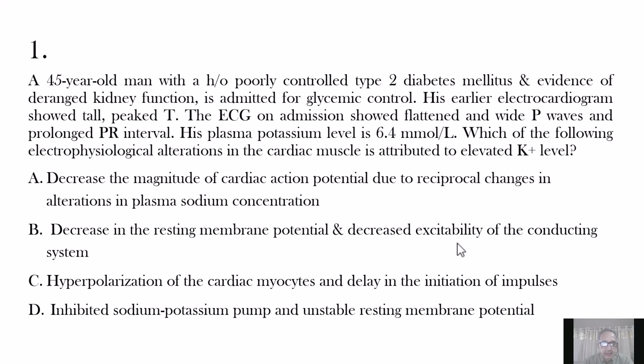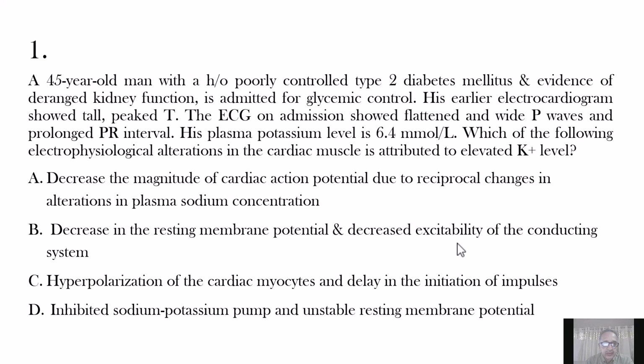Yes, because it will decrease when there is a decreased potassium gradient across the cardiac cell membrane. The efflux reduces. So the cell tends to get slightly depolarized. That means the membrane potential is decreasing. It becomes less negative. So the first part is correct. Which will lead to decreased excitability of the conducting system. Yes, if there's a marked depolarization above the threshold, it will go into a refractory state and the excitability is lost. So B is the most likely answer.